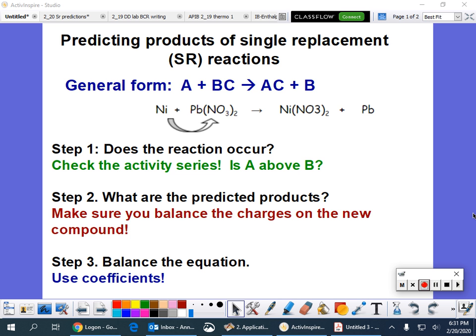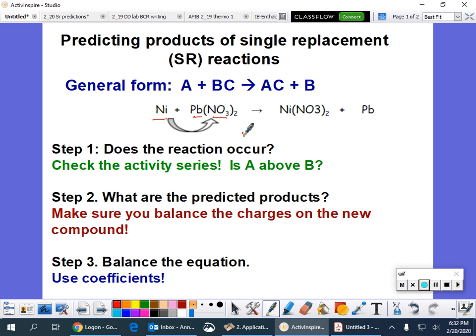Right, so in today's video, I'm going to walk you through the process of predicting products of single replacement reactions. The general form of our single replacement reaction is A plus BC yields AC plus B. Now it's not always going to be in that order, but I have an example here of one that follows this specific order. So we have nickel, which is our A, and we have lead nitrate, which is our BC.